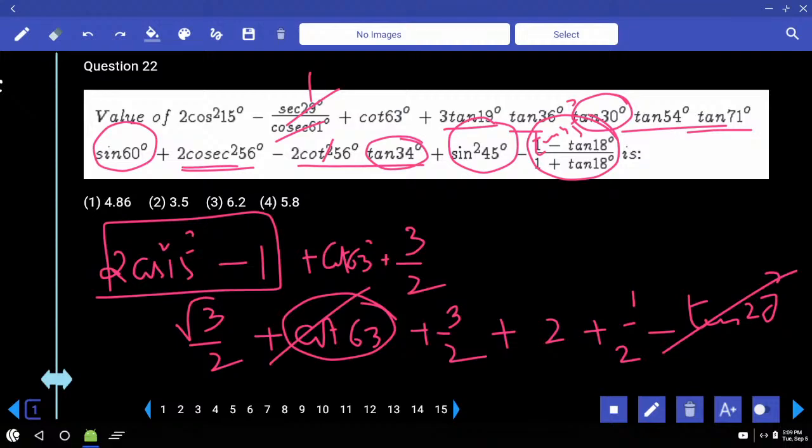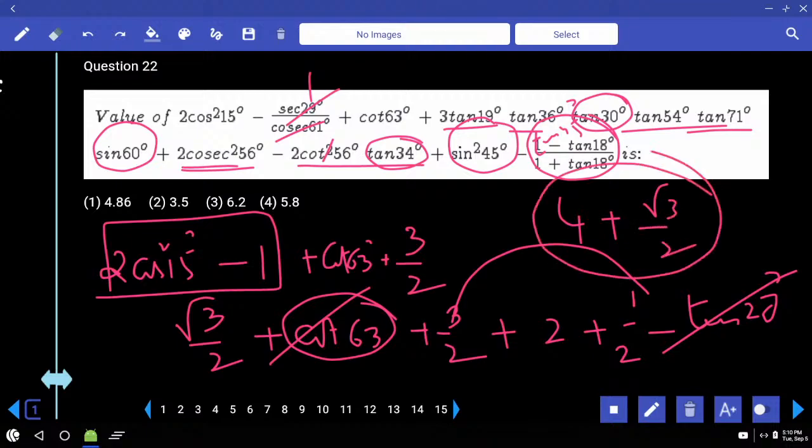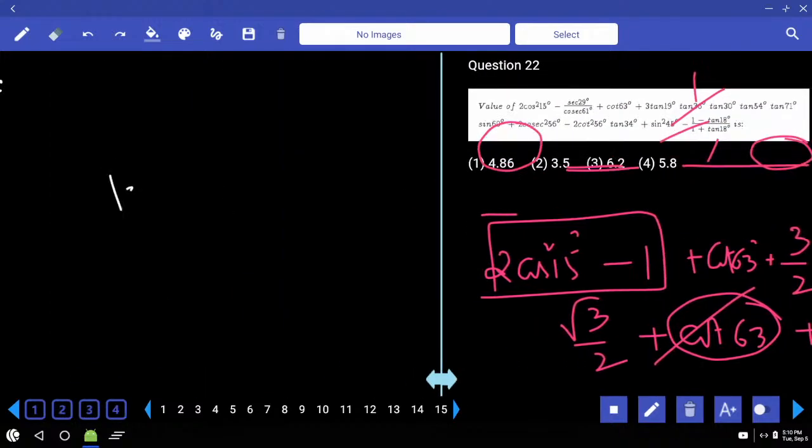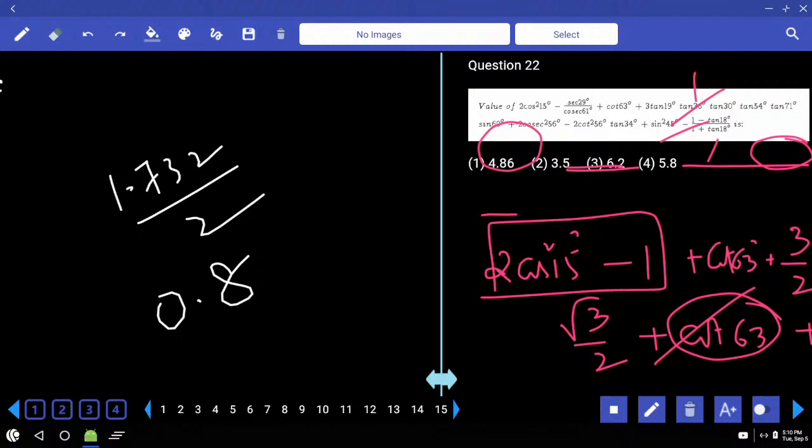So answer must be this is 4 plus root 3 by 2. That's all. Approximate values ఏమైనా ఉన్నాయో చూద్దామా. root 3 by 2 అంటే ఎంతండి? 1.732 by 2, 0.866. So obviously 4.86. Option 1 is the correct answer.